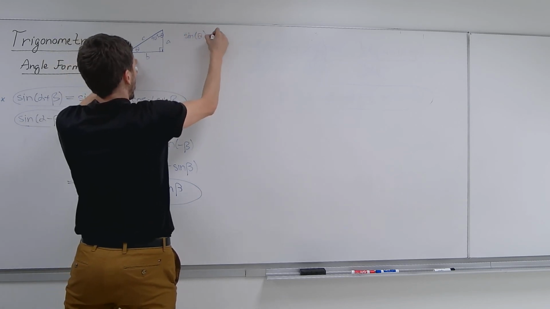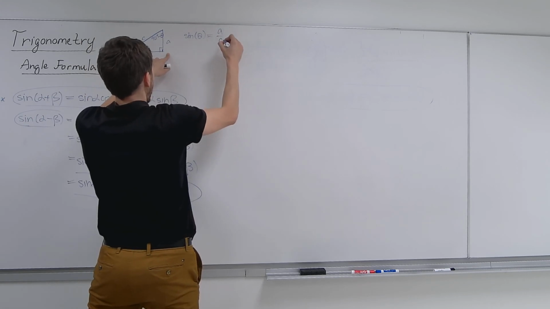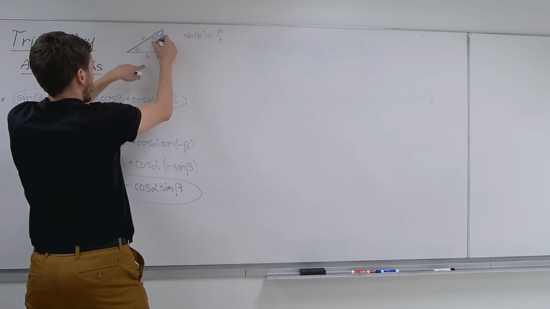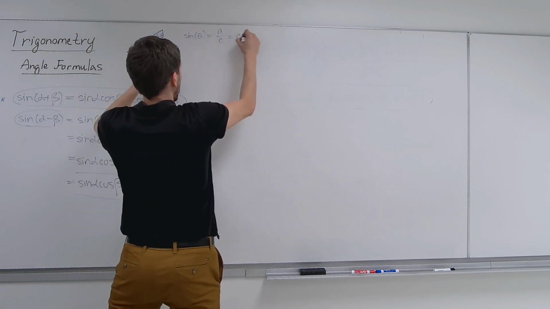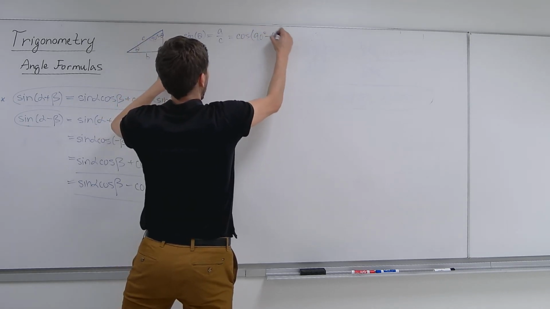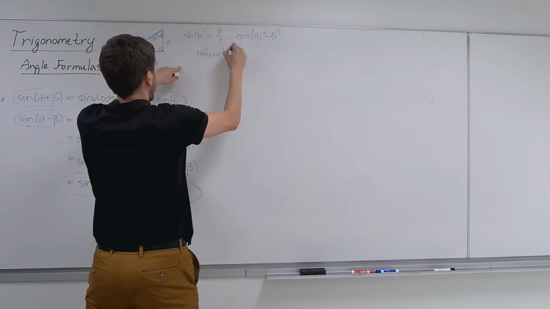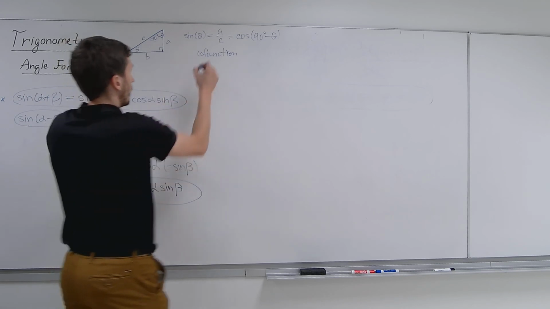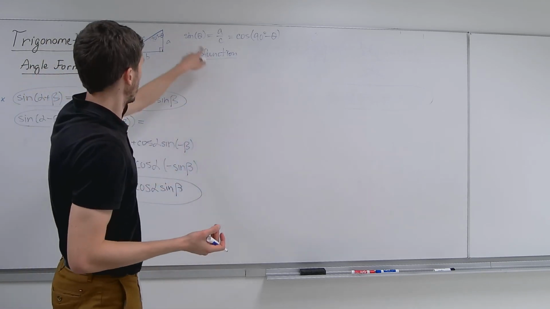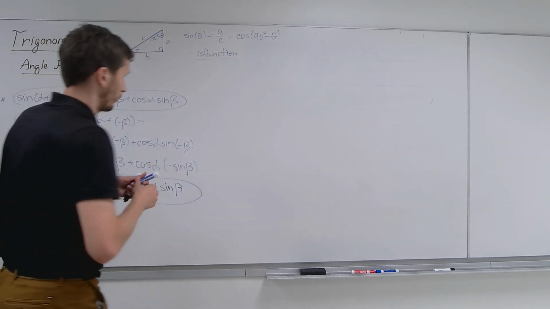Well, it's opposite over hypotenuse, so A over C. Right? And that A over C is adjacent over hypotenuse for the other angle. So it equals cosine, adjacent over hypotenuse, but of the angle 90 degrees minus theta. And this is the cofunction formula. Okay? And you can also do that between tangent and cotangent, or cosecant and secant. But let's use that.